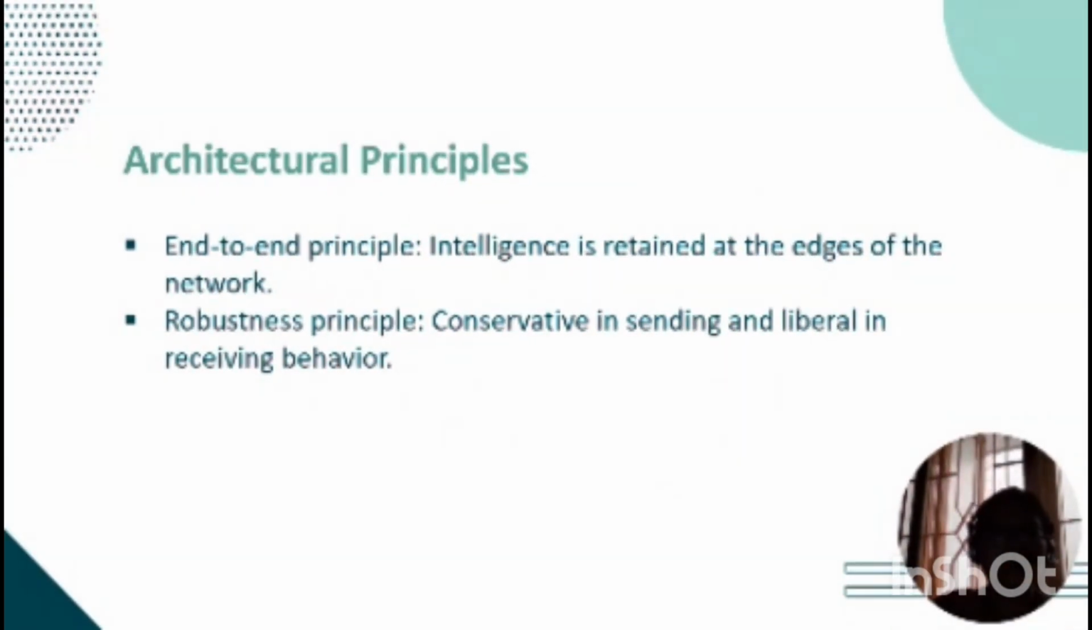Next is architectural principles. We have the end-to-end principle and the robustness principle. The end-to-end principle is nothing but intelligence is retained at the edges of the network. The robustness principle is nothing but conservative in sending and liberal in receiving behavior.